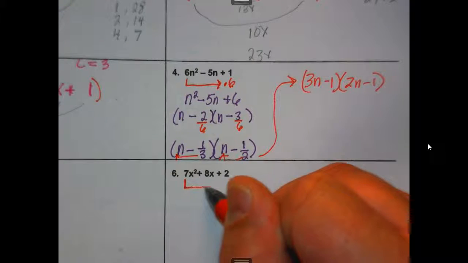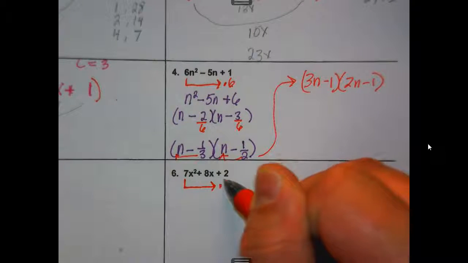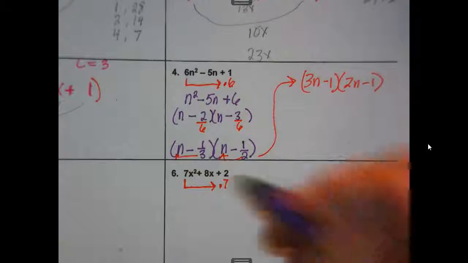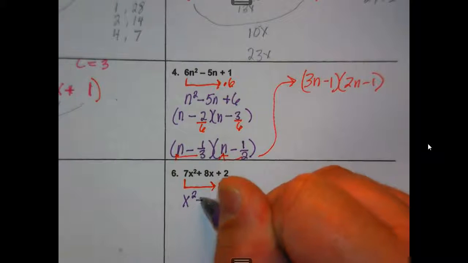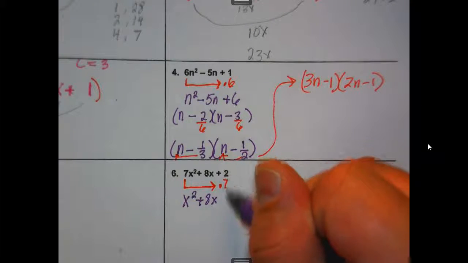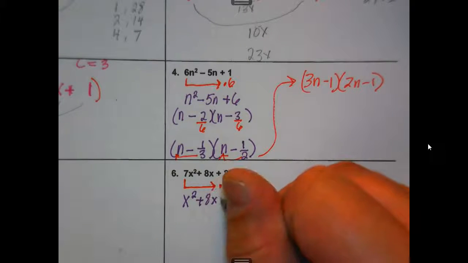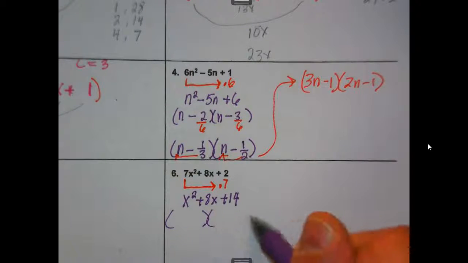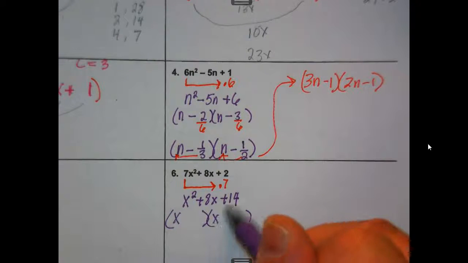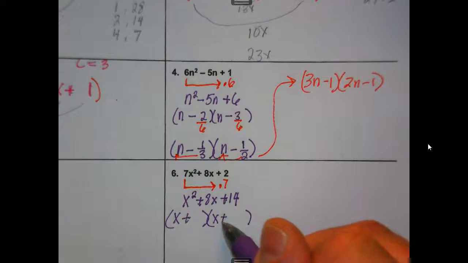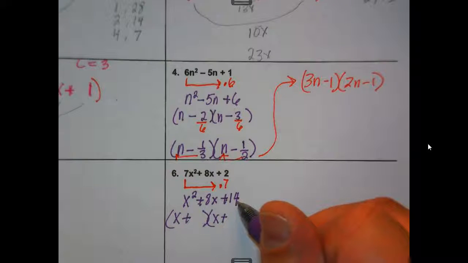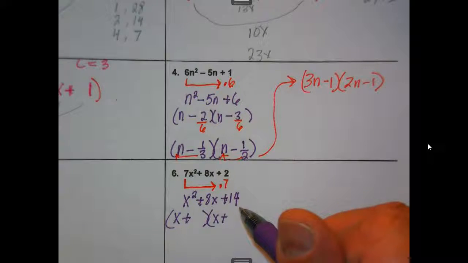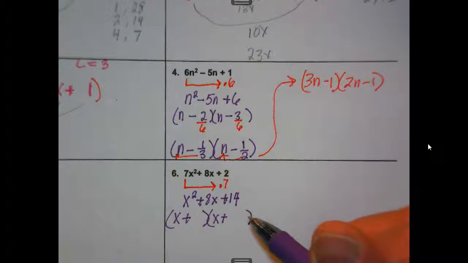Take the coefficient, slide it, multiply it to c, so 2 times 7. I get x squared plus 8x plus 14. 2 times 7, positive 14. This should be easy to factor since a is 1. Positive, positive, so these are positive. How about 7 and 2? 1 and 14. Uh-oh. Does this factor?